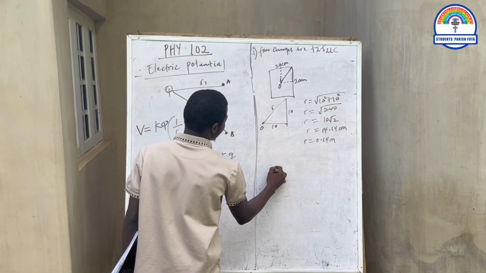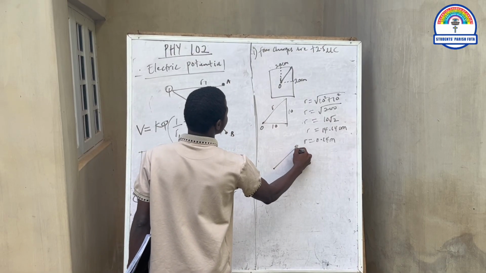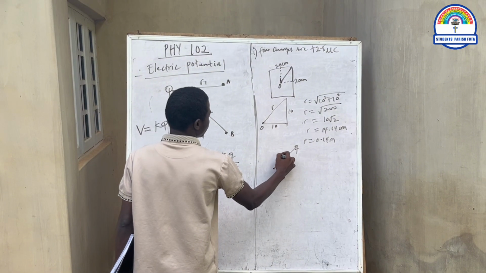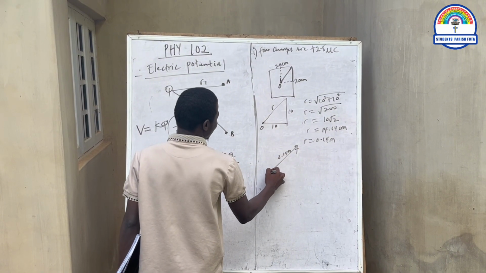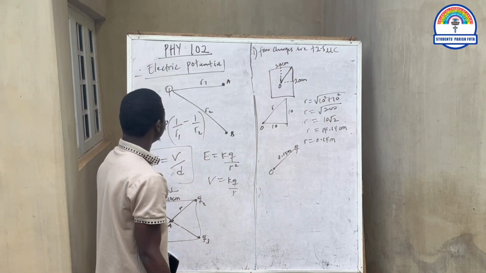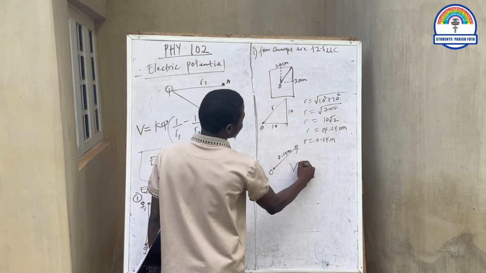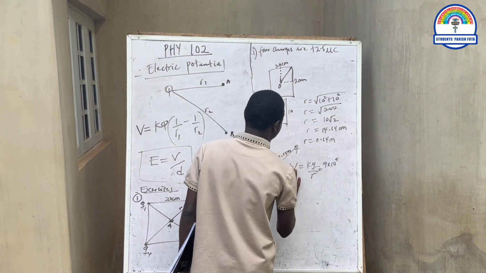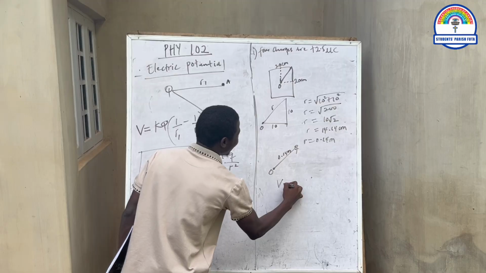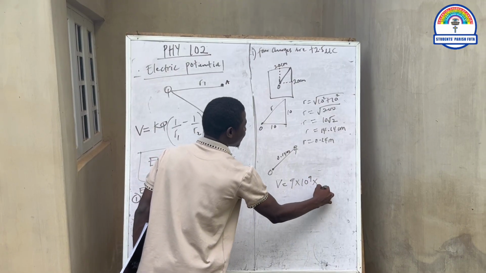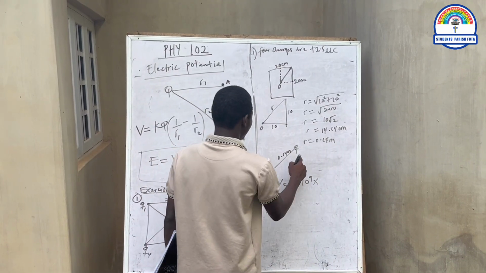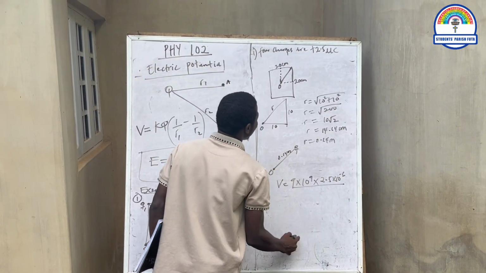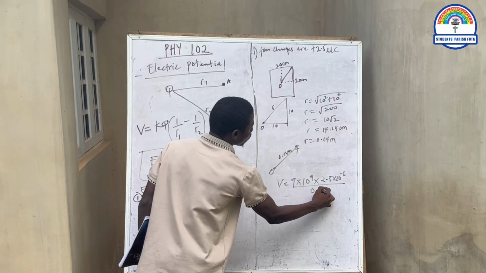So this is what you are looking for, the potential difference of this Q1 at 0.14 meter. So you are looking for the electric potential. The electric potential is KQ over R. That is 9 times 10 raised to power 9, times our charge Q, which is plus 2.5 times 10 raised to power minus 6, over our distance, which is 0.14.